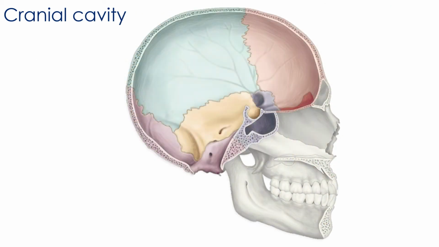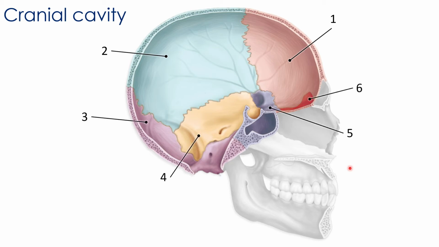So the cranial cavity, as I said, includes all of the bones that enclose the brain, and I've highlighted them all here for you. So let's pause for a second, go ahead and give yourself a little bit of a quiz and see if you can remember what the names of these bones are that comprise the cranial cavity.